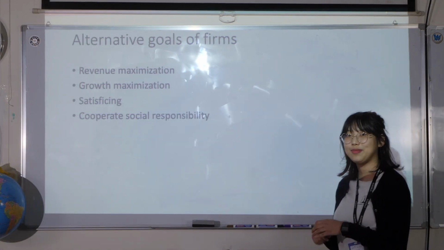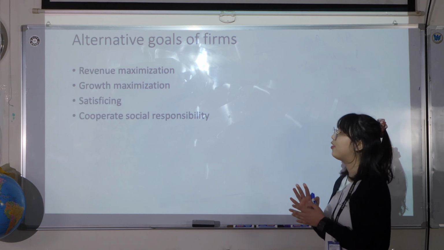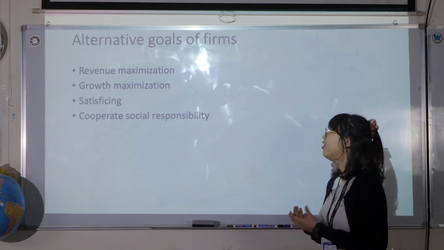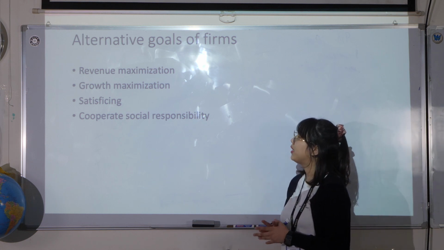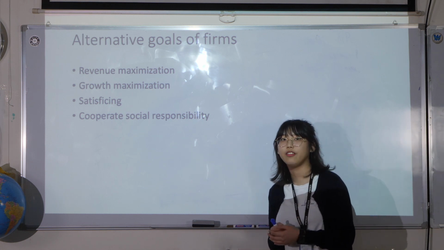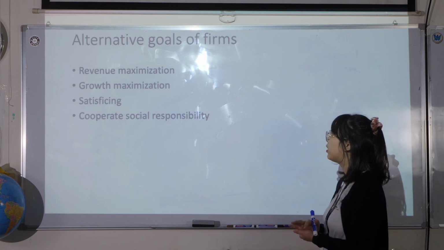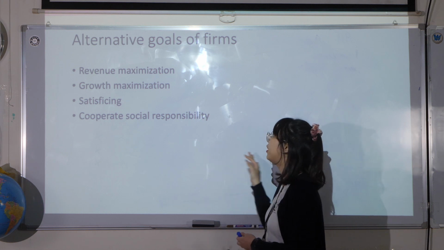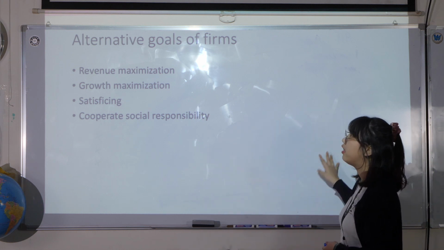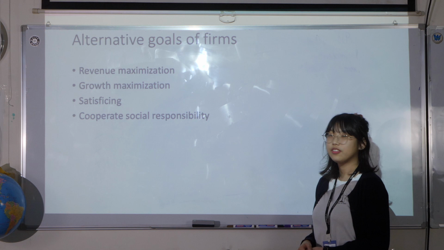Other than profit maximizing, there are other alternative goals that firms may undertake. The first is revenue maximization, second, growth maximization, third, satisficing, and fourth, corporate social responsibility. We'll go over all these goals of the firms. So first, let's start with revenue maximization.